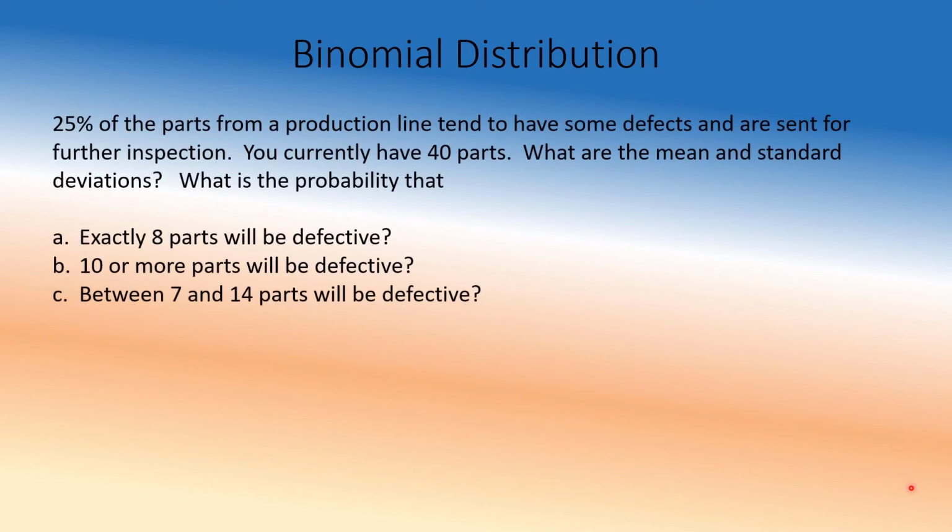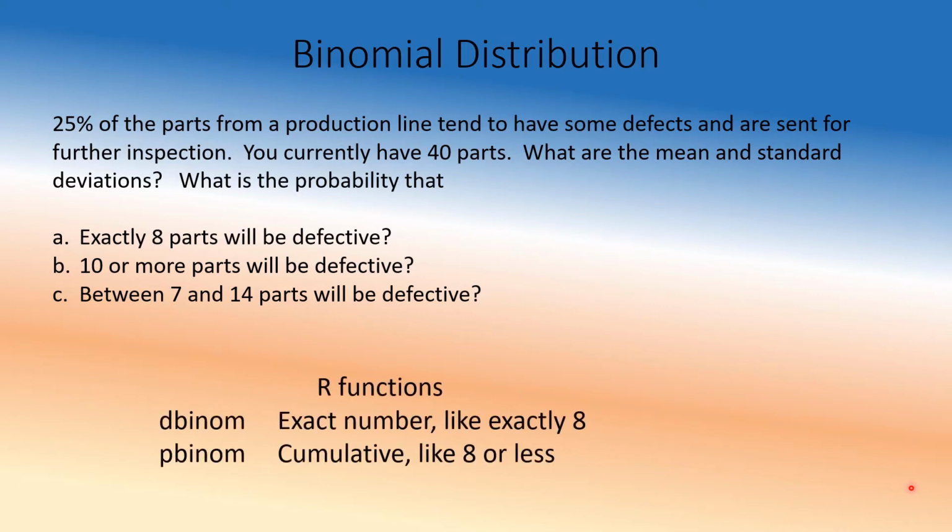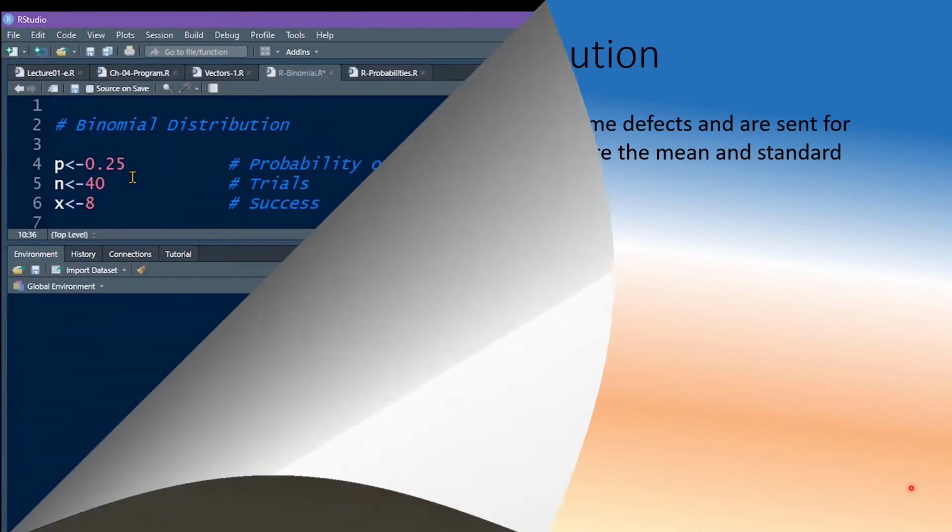The functions we're going to use are dbinom and pbinom. D will give you an exact number, like exactly 8, and pbinom will give you cumulative, like 8 or less. This is a very standard way of naming R functions in probability. We use letters like d, p, q, r, etc. Let's now go to R.